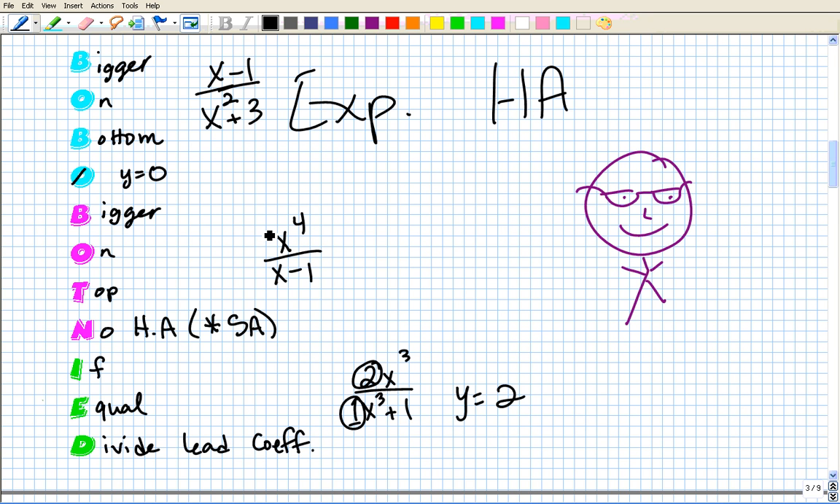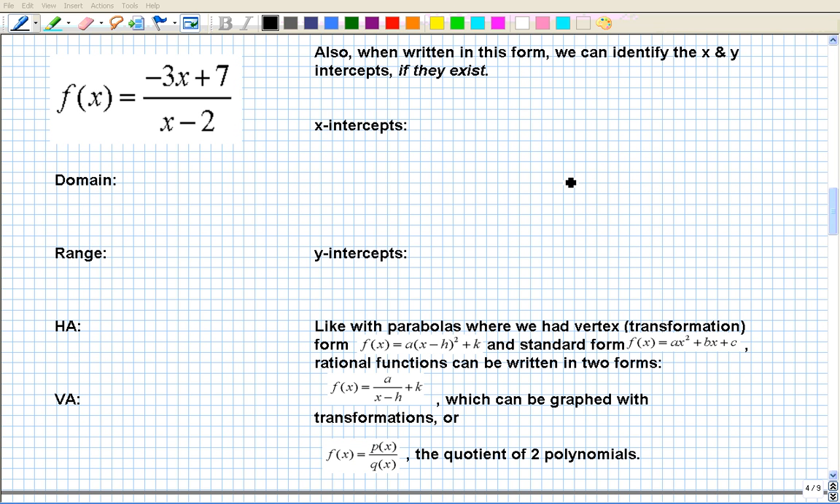Okay, so that summarizes the table a little bit. I think it's much easier to remember that, and it's really easy to just jot those letters down, and then you remember all of the rules for getting the horizontal asymptote. Let's practice our knowledge here and use this function right here.